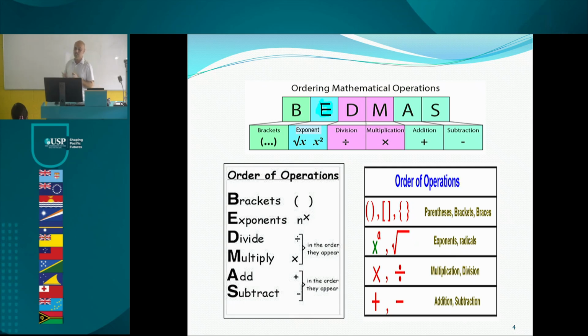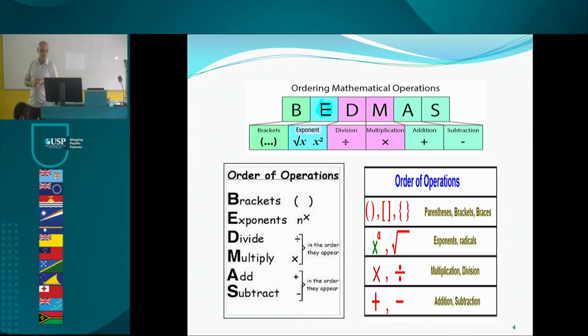You notice that the next 2 have the same color code. There's a reason for that. Anybody? Why do we have the same color code for D and M? Division and multiplication. Right, because we can do any one of those operations, whichever comes first from left to right. So when we give you a problem, you move the problem from left to right. You have dealt with all the brackets. You have dealt with all the exponents. Now you want to make a choice between division and multiplication. Move from left to right. Whichever you see first, carry out that operation.